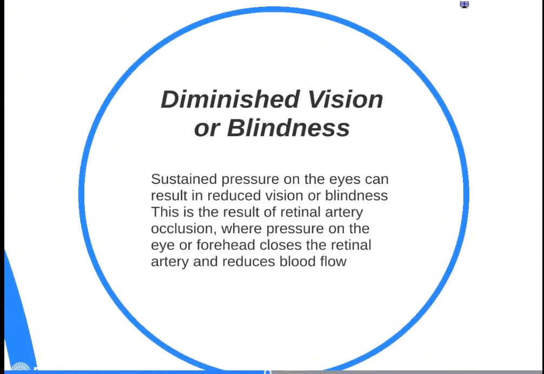All right, so diminished vision or blindness, sustained pressure on the eyes in the prone position can result in reduced vision or blindness. This is the result of retinal artery occlusion. This means an ischemic event. It means where the blood flow hasn't been able to happen. Pressure on the eye or the forehead closes the retinal artery and reduces blood flow.